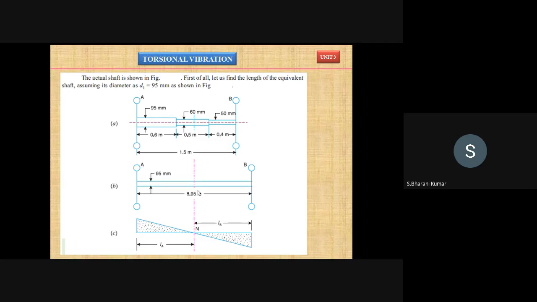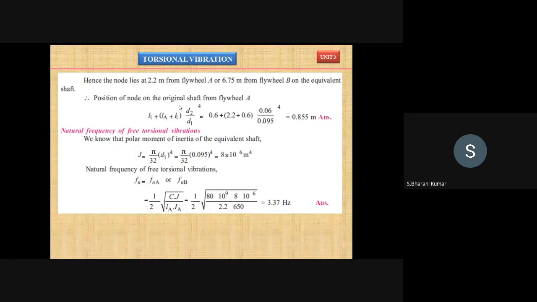Now we go for solving this. I already told in the torsional equivalent shaft itself, first you want to convert the stepped shaft into torsional equivalent shaft. That's the first step. You want to convert the length of the equivalent shaft. So L equal to L1 plus L2 d1 by d2 to the power of 4 plus L3 d1 by d3 to the power of 4.